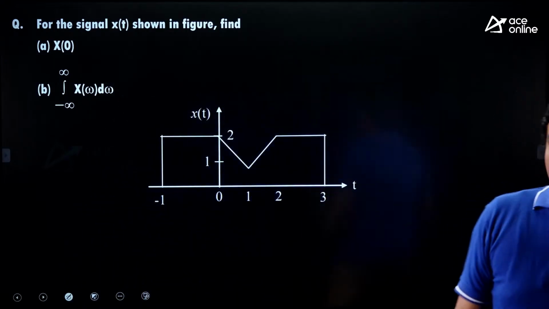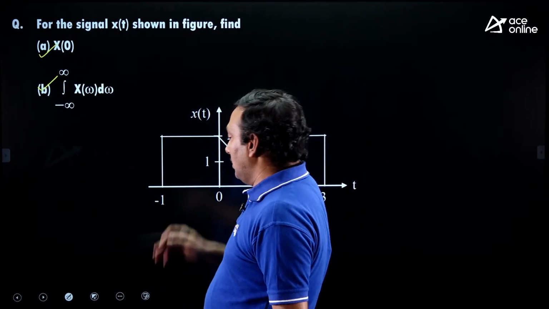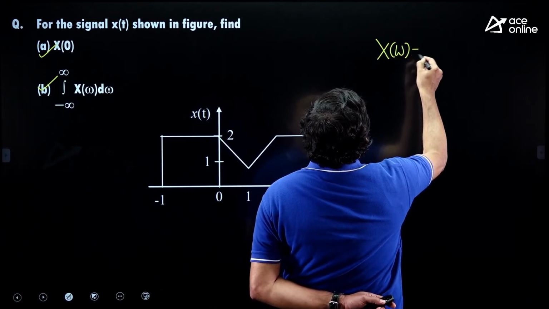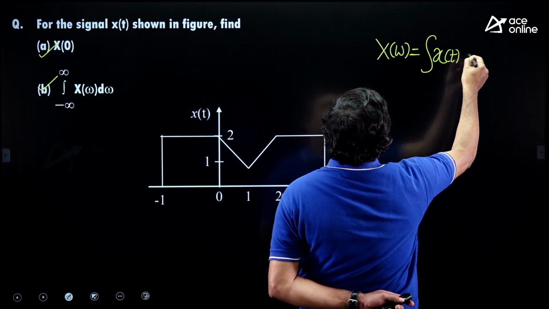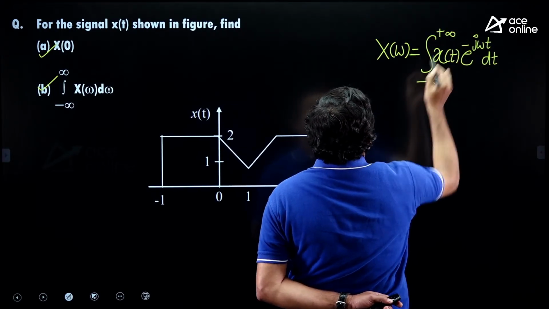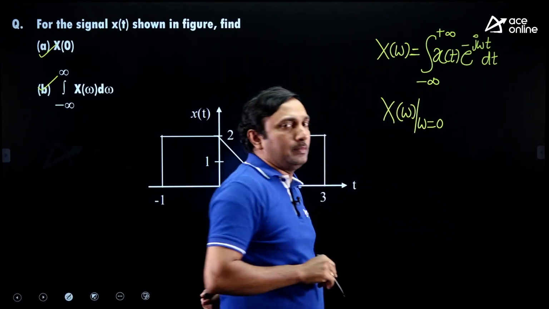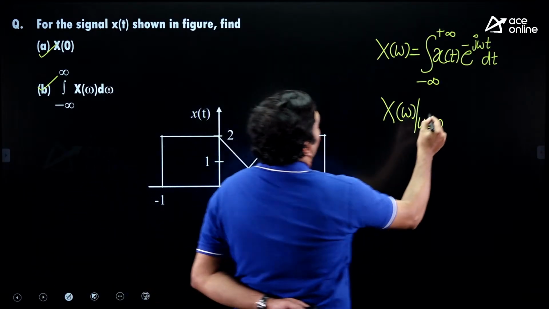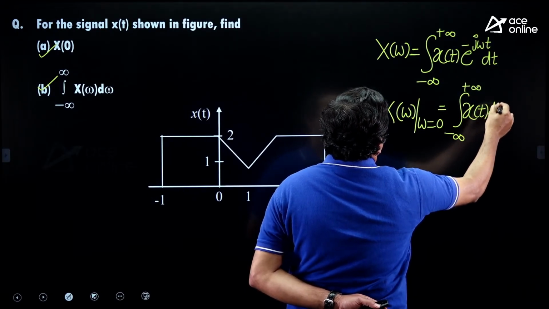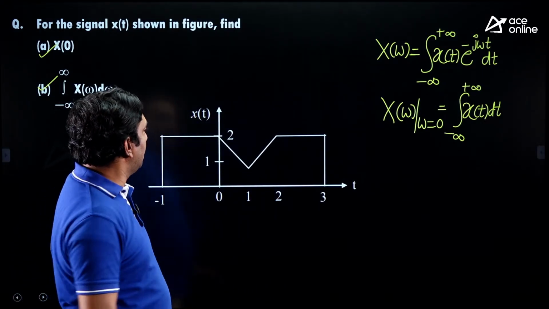For the signal shown in the figure, he is expecting capital X0 and area under the spectrum. Of course, they are linked to our definition. What is the forward definition? Normal Fourier transform definition is integral x of t e power minus j omega t dt. We are expecting the value at origin. Capital X0 means spectrum at origin. Spectrum at origin corresponds to area under the signal.